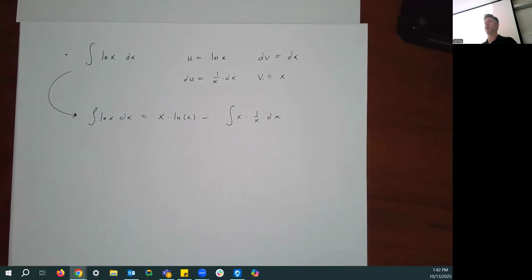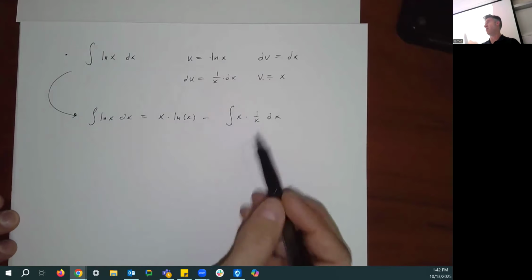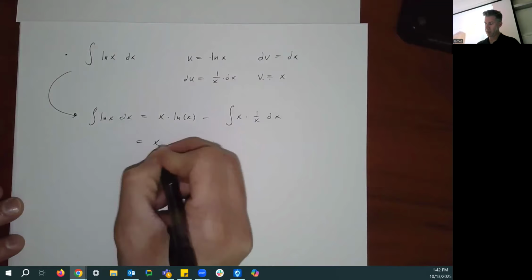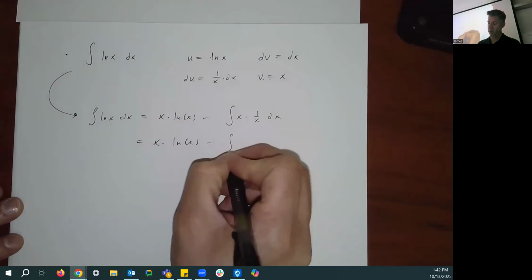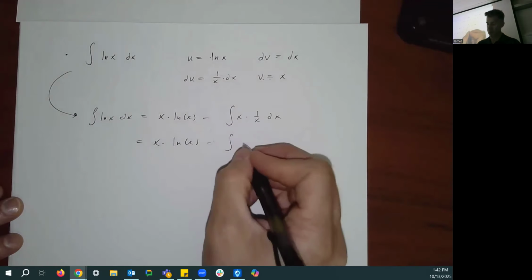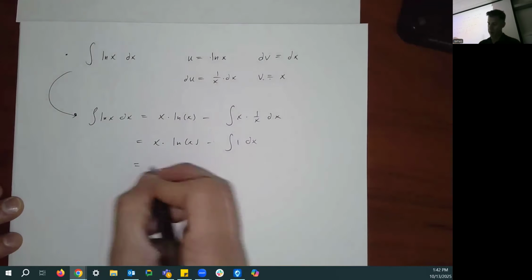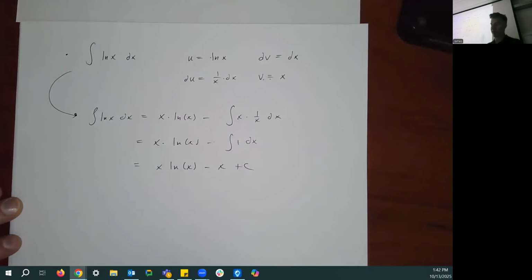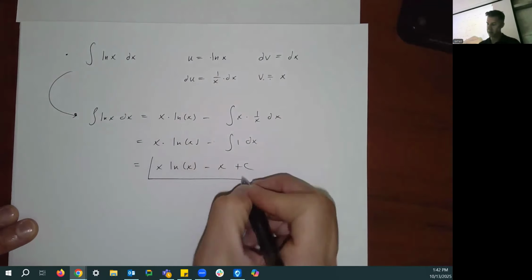In an integration by parts problem, if you're ever letting u equal natural log of x, it's almost always going to be the case that the new integral should just simplify to some x to a power, with rare exception. That's going to be x times natural log of x minus the integral of x times 1 over x, which is just 1. And the integral of 1 is just x. So we get x times natural log of x minus x plus c.